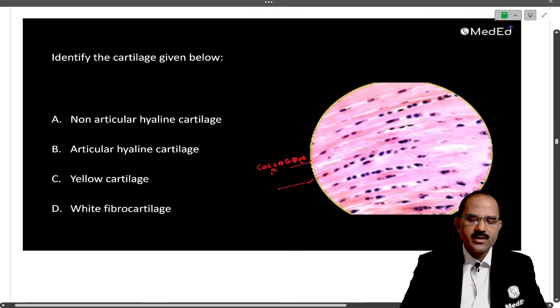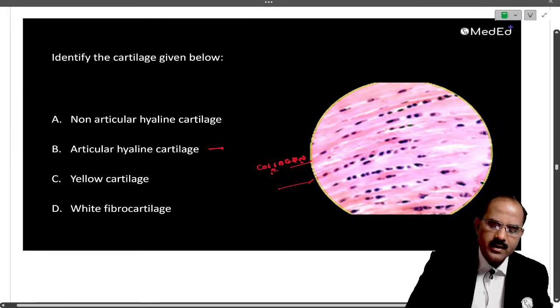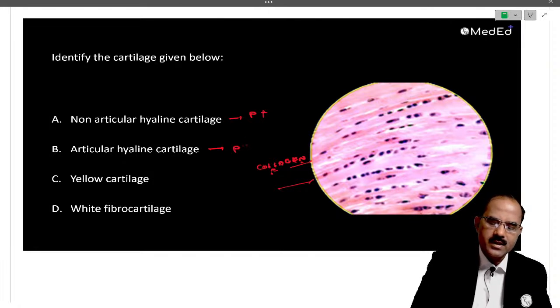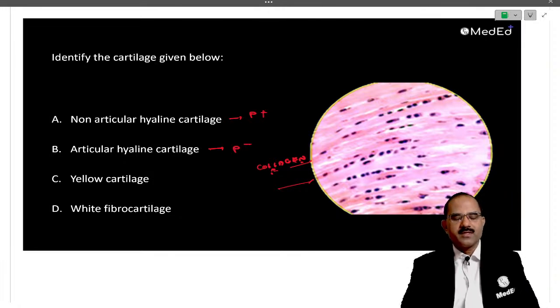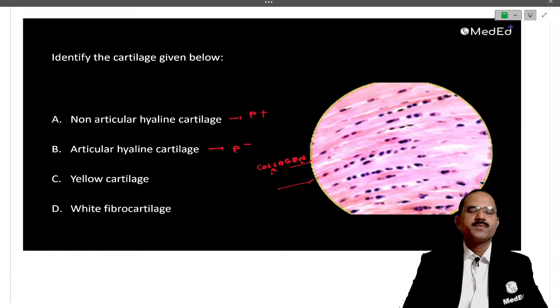Okay. What is the difference between an articular hyaline cartilage and a non-articular one? In this, perichondrium is present. In this, perichondrium is absent. Perichondrium is absent in articular hyaline cartilage.